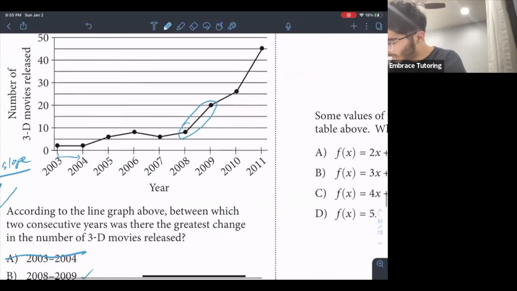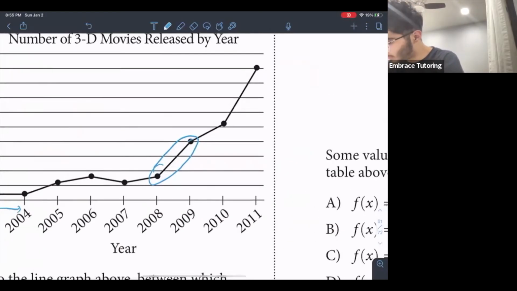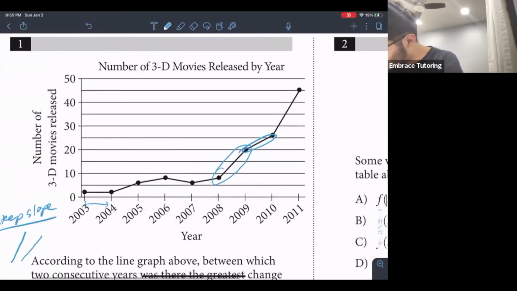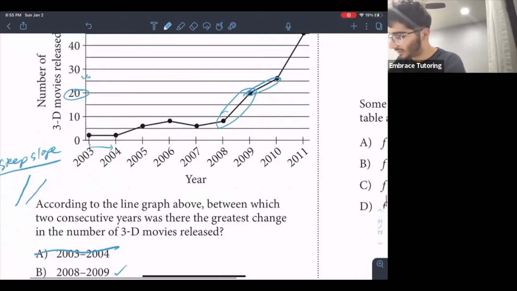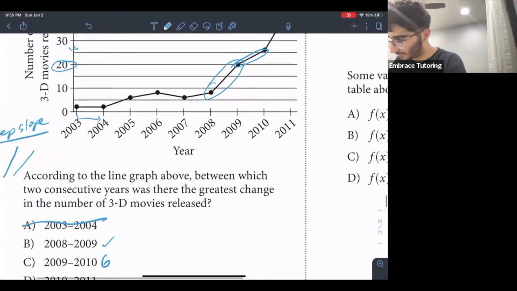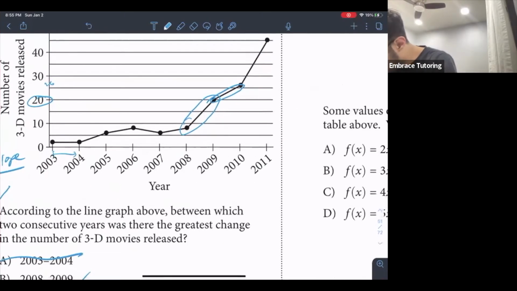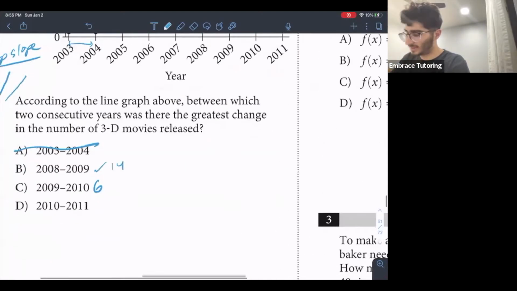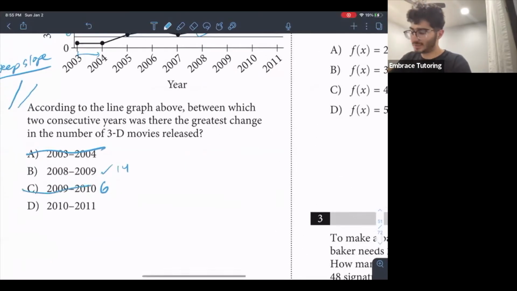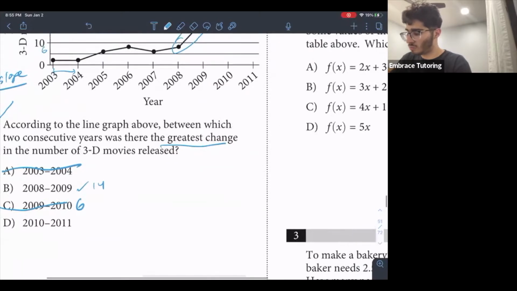2009 to 2010, we see an increase as well right here, but if we calculate the numbers, we would see it starts from 20 and ends around 26. So the difference would be 6 for this. Let's do the same for 2008 to 2009. We can approximate this as around 6, and it stops at 20, so it would be 14 for this. So now we can eliminate C because that's the smallest. We have to see the greatest change.